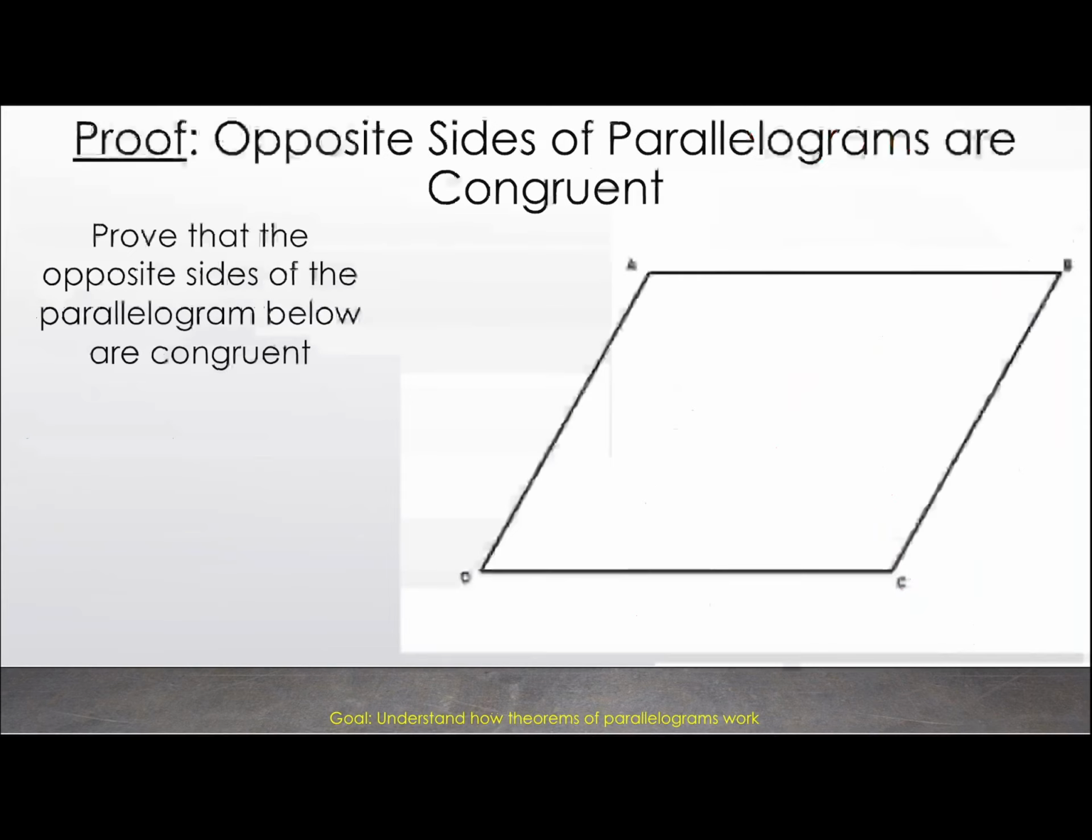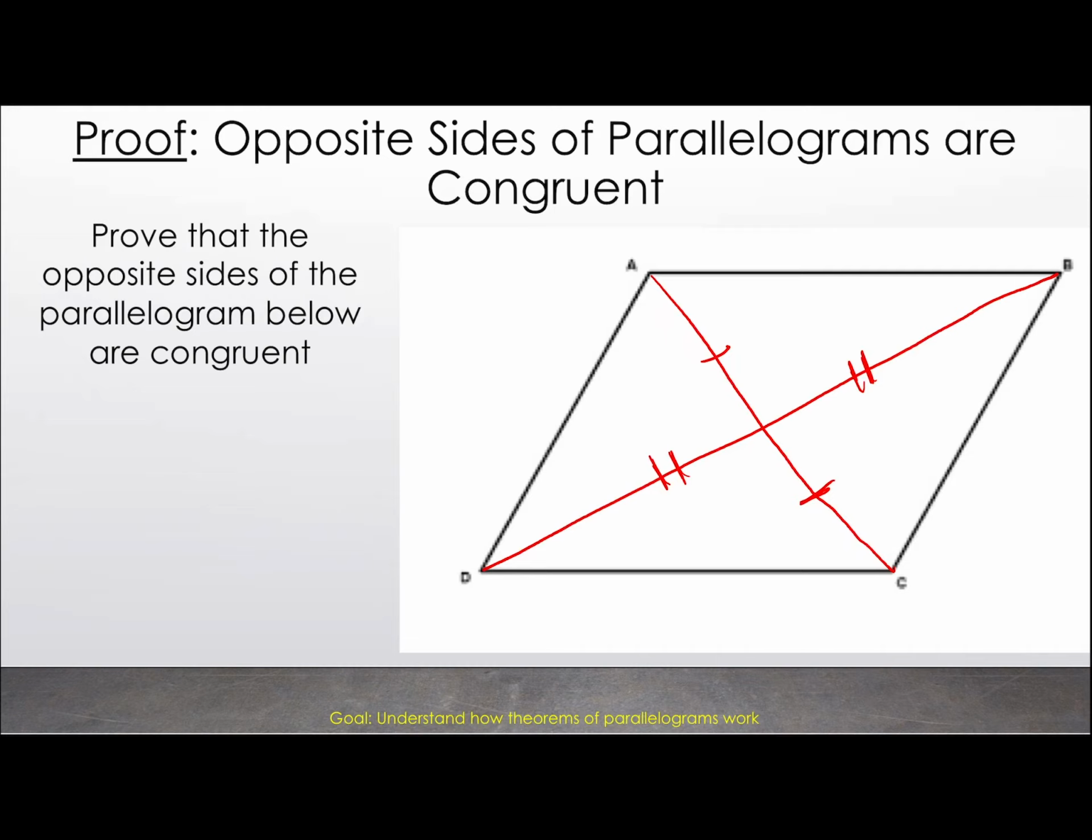All right, so we're going to do a proof here. We want to prove that the opposite sides of the parallelogram to the right are congruent. So first of all, I'm going to bisect these angles right there, and then also bisect that. What that does is that tells me that this length is equal to that, this one's equal to that, that segment is equal to this segment.